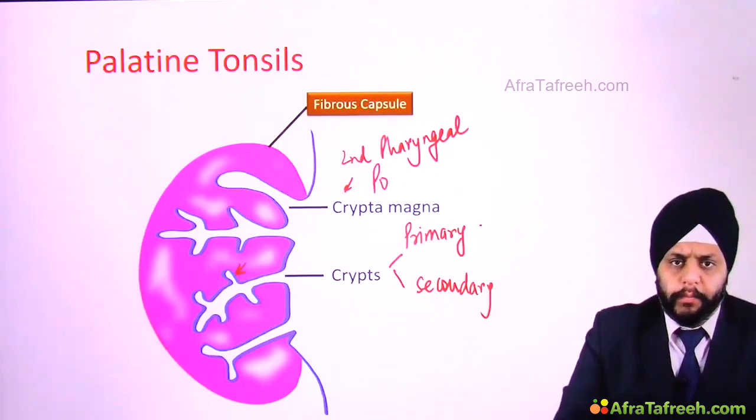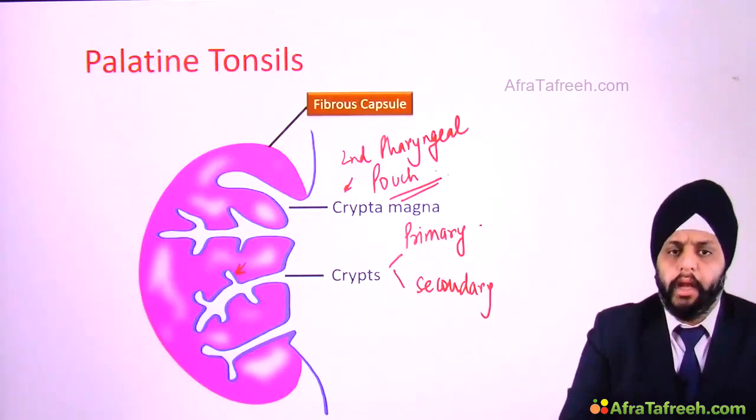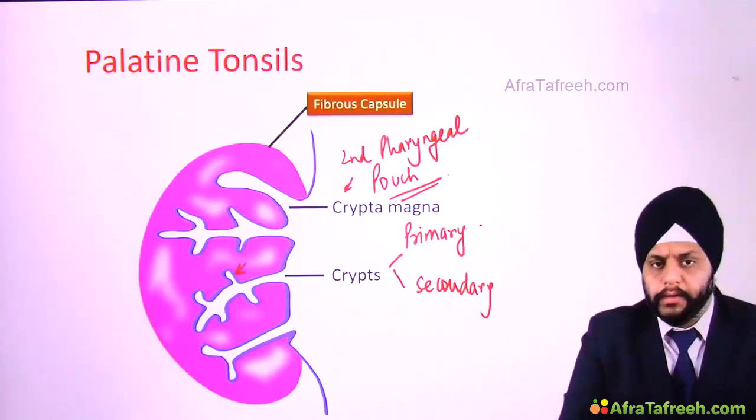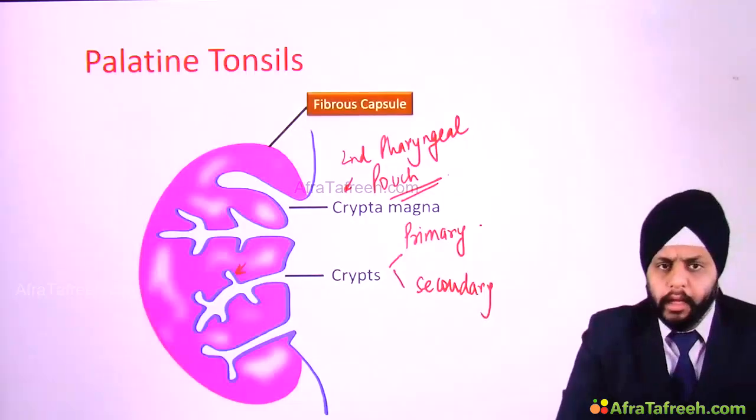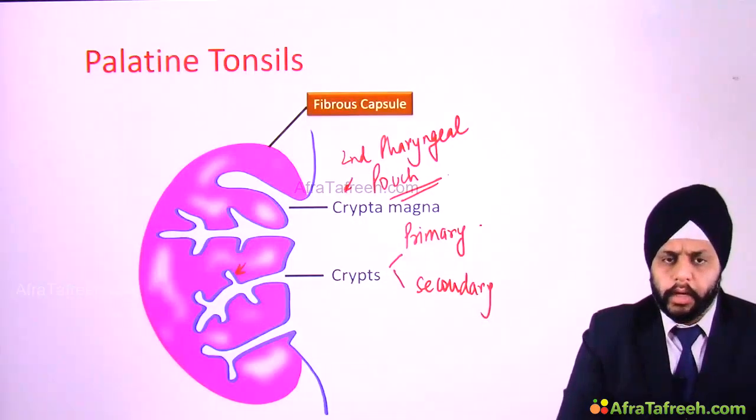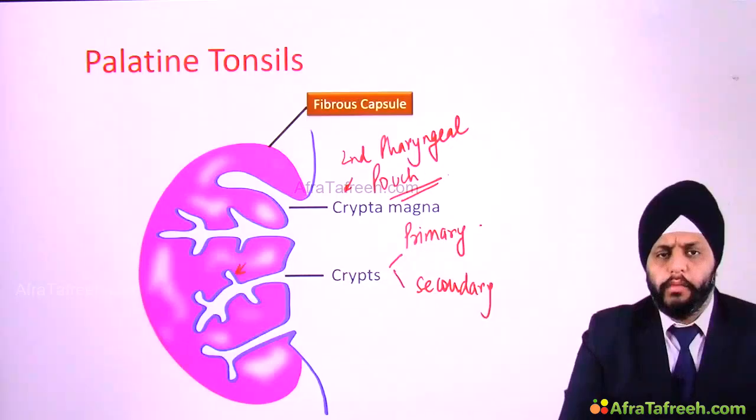Okay, so that denotes the presence of the second pharyngeal pouch in embryonic life. Crypta magna, the largest crypt, lies just near the superior pole. All right, now what else do we have?